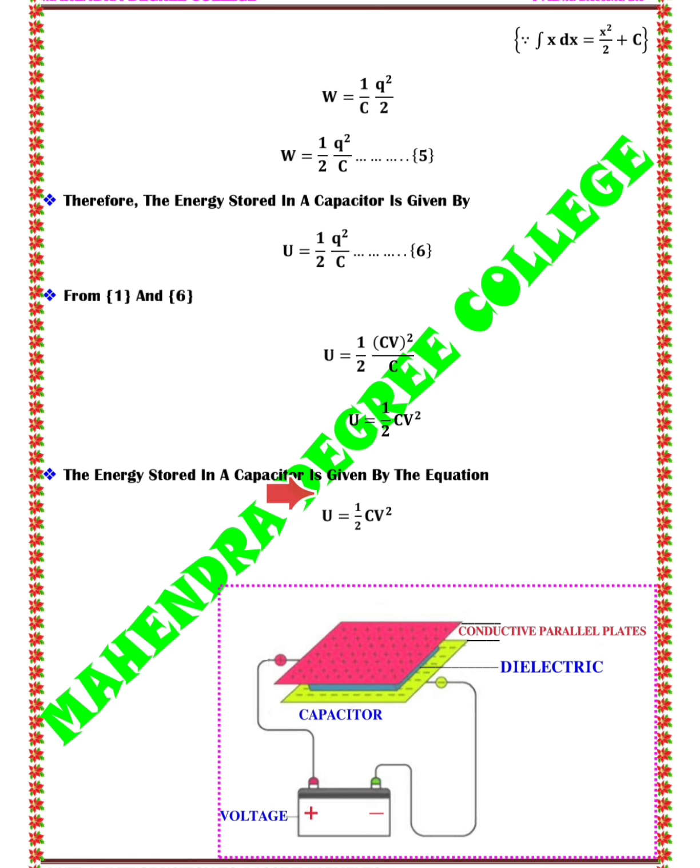The energy stored in a capacitor is given by the equation U equals 1 by 2 CV square, the electric potential energy U. This energy is stored in the electric field created by the charged capacitor plates. It's also known as electrostatic energy.